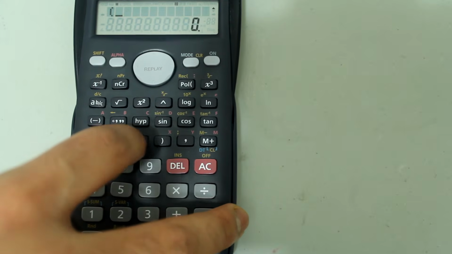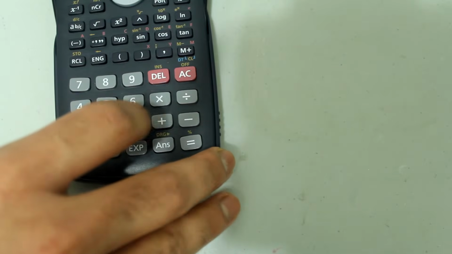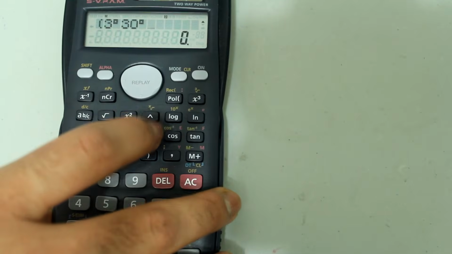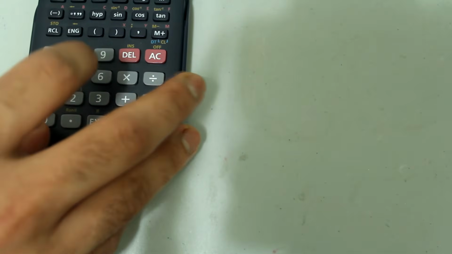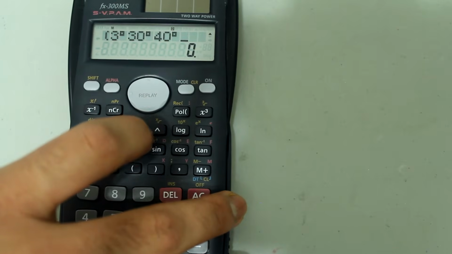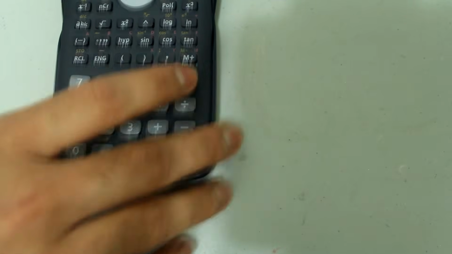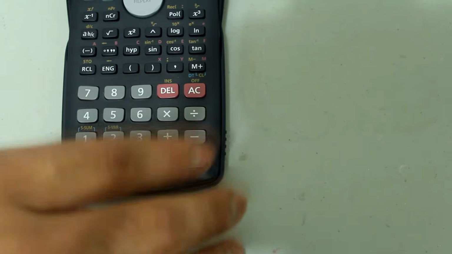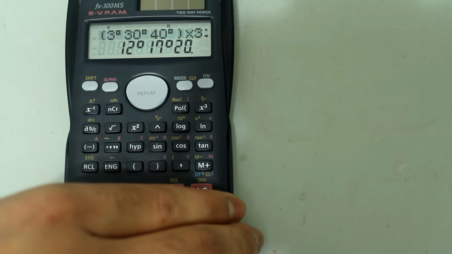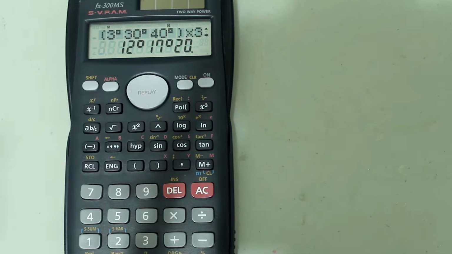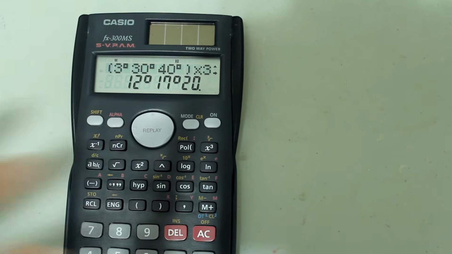First, open a parenthesis, type in 3 hours, 30 minutes, and 40 seconds. So this is what it looks like. Then close the parenthesis off. Then multiply by 3.5 like this. Press equals and we get the answer.